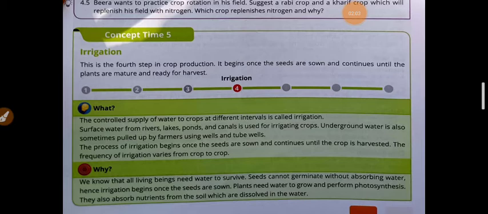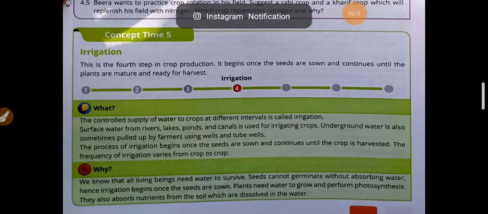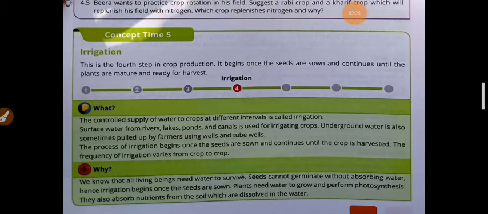Why? We know that all living beings need water to survive. Seeds cannot germinate without absorbing water. Hence, irrigation begins once the seeds are sown. Plants need water to grow and perform photosynthesis. They also absorb nutrition from the soil, which is dissolved in water.